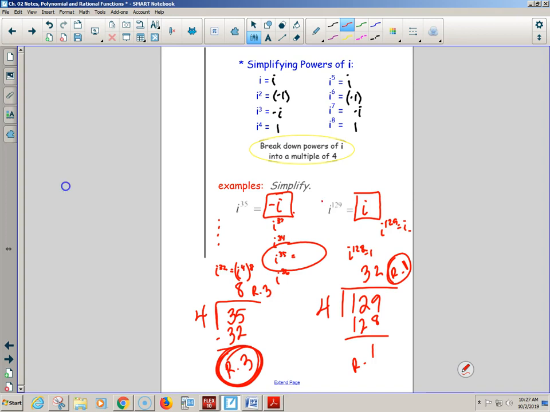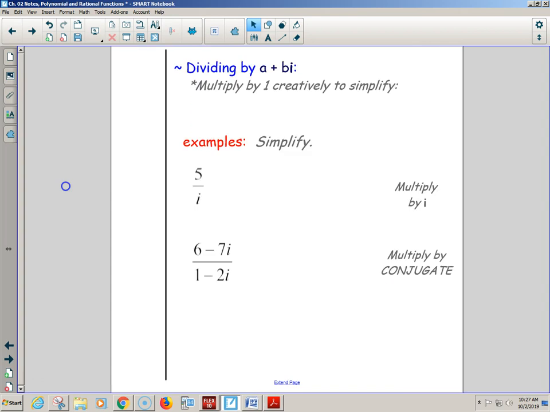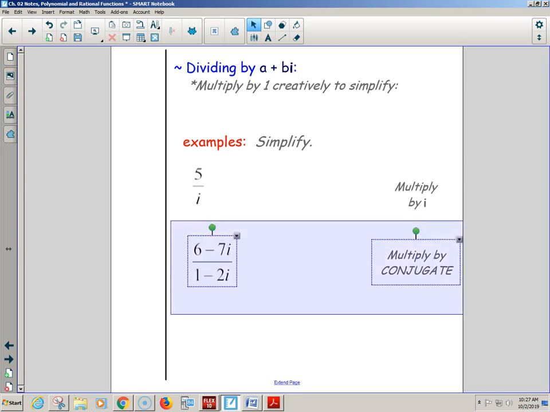Another way of looking at it is we could rewrite i to the 129 as i to the 4th, 32 times, with another i. This is just 1, and 1 to any power is 1, and 1 times i is i. 128 plus 1 is 129, and any of the 4th powers are just 1. Okay, that's all good. But I said there were 2 things that were going to be complicated. 1 is powers of i, and 2 is division.